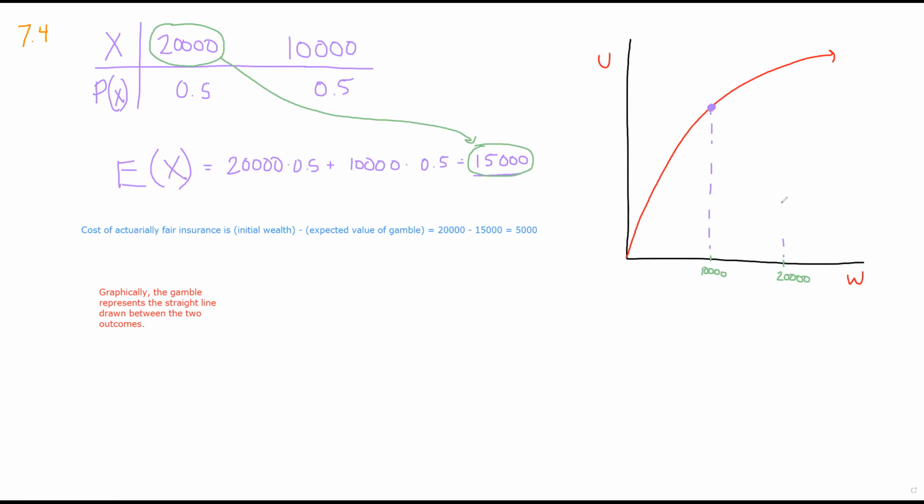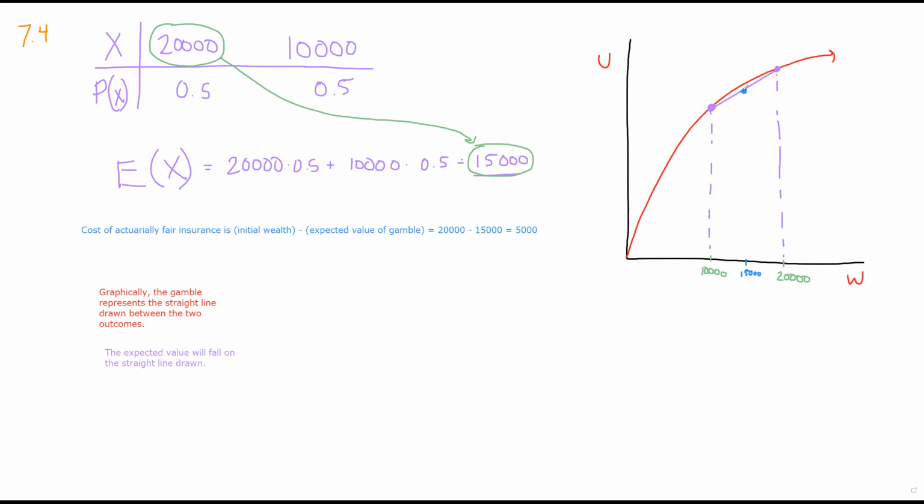Okay. The gamble represents the straight line connection between these dots. So it represents this guy. Now notice, the expected value will fall on the straight line drawn. And in fact, we know what that expected value is. It corresponds to a wealth of 15,000, which is here. However, check it out.